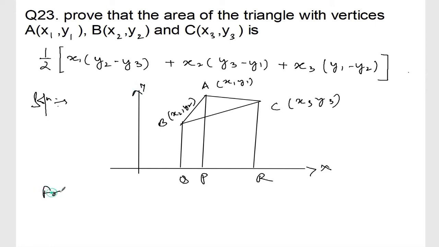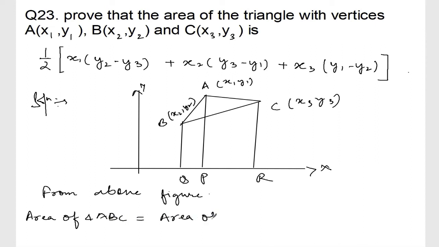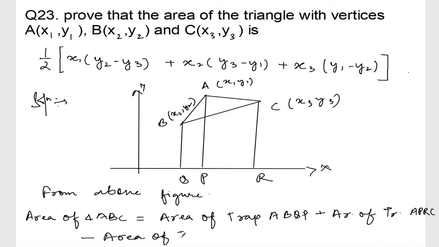From the above figure, area of triangle ABC is equal to area of trapezium ABQP plus area of trapezium APRC minus area of trapezium BCRQ. So what am I writing here? Let me try explaining that.